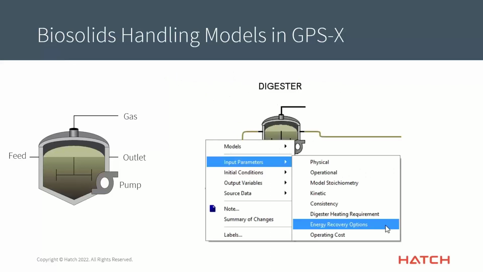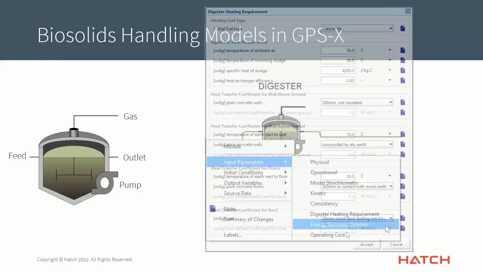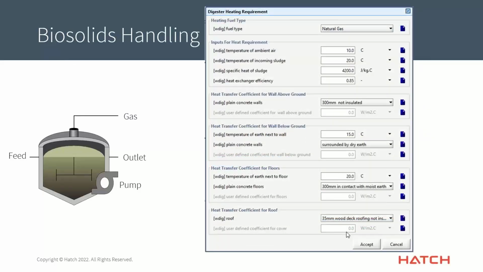Okay, so there's all of those there, and you'll notice that in addition to the regular operating cost model, you'll find these extra ones there: digester heating requirement and energy recovery options. In the digester heating section, because we're doing a heat balance here, we want to know the details about how the digester is constructed so that we can figure out how much heat is going to be lost through the walls and the floor and the roof, et cetera, et cetera. So you have to enter those.